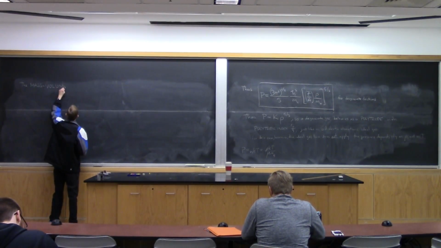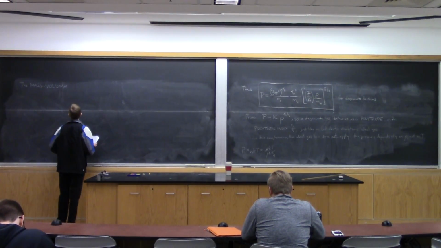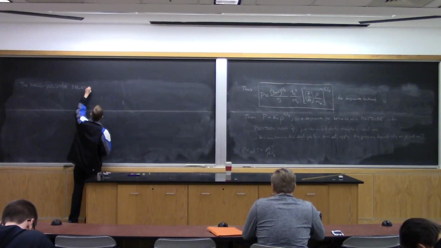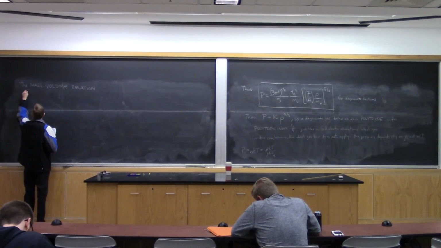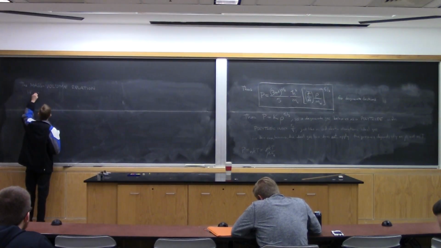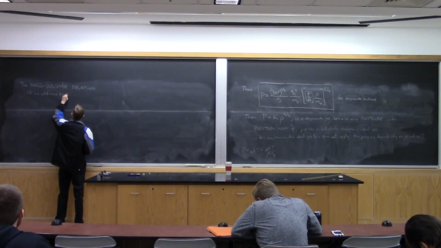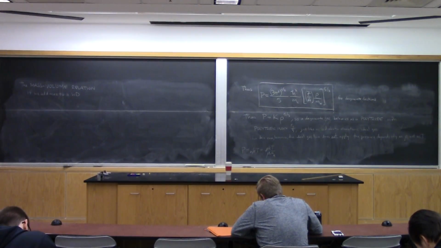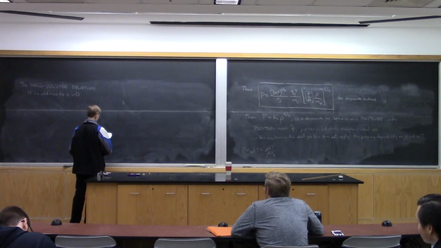So the mass-volume relation. I accidentally wrote mass dash. Use the very common abbreviation WD for white dwarf. We add mass to a white dwarf.